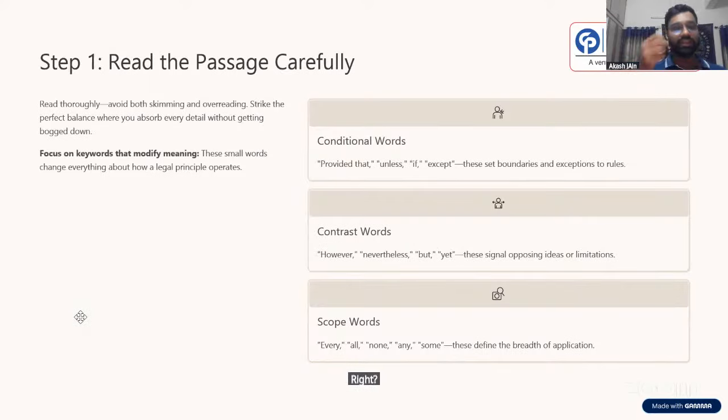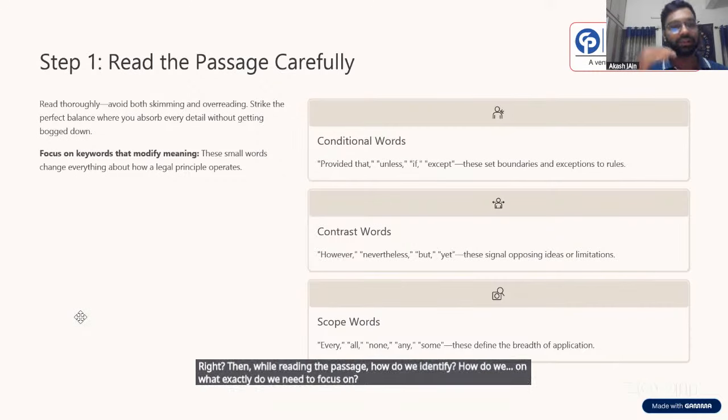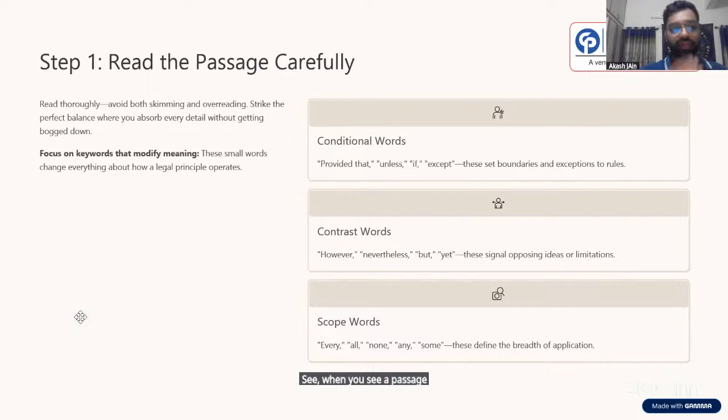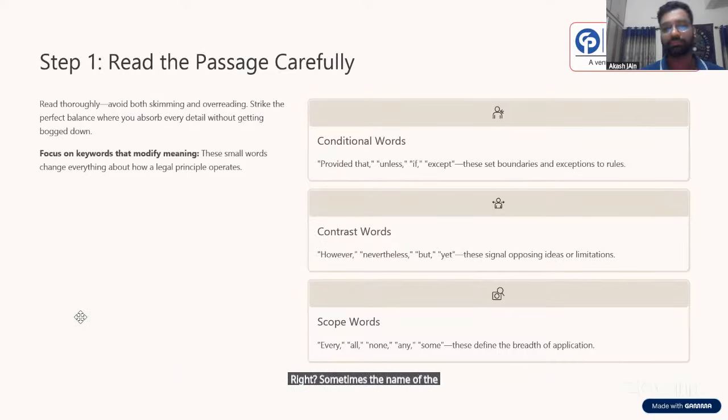Then, while reading the passage, what exactly do we need to focus on? See, when you see a passage which is about 300, 350 or maybe 400 words, there's a lot of clutter in it, right? Sometimes the name of the judgment, the name of the judges, that's all clutter. You don't have to focus on this information. What you should focus on while reading the passage are the keywords that you have to catch, right?